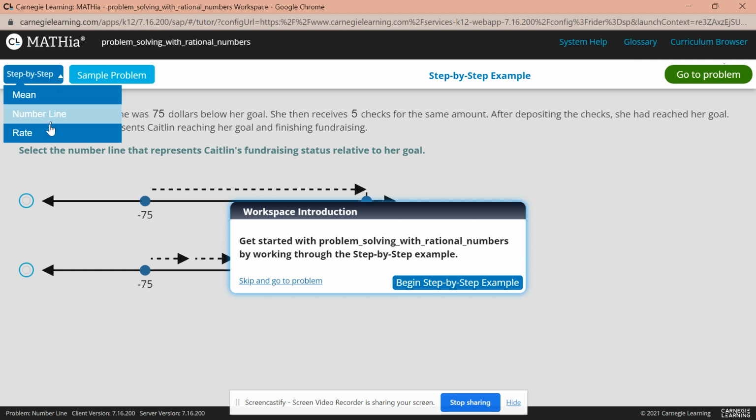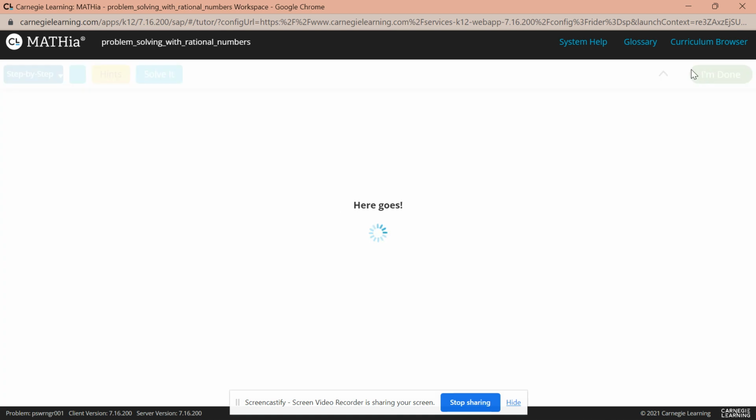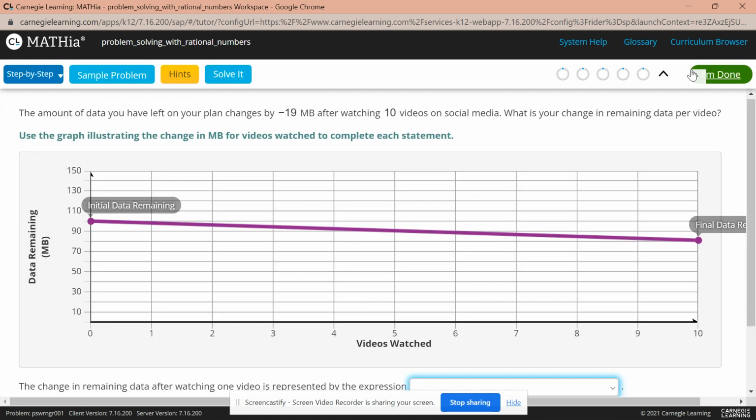However, for you, if you need more, you can click on step-by-step rate, sample problem, whenever you get into your problems. Don't skip the tutorials if you can help it.